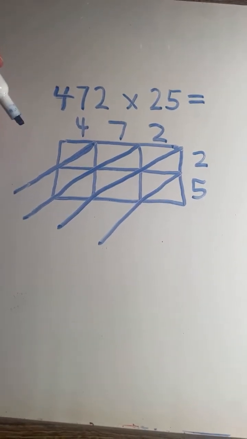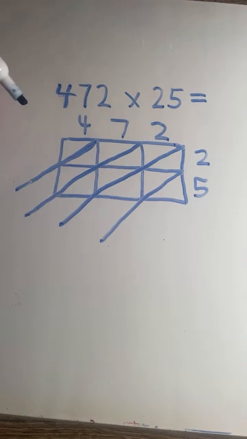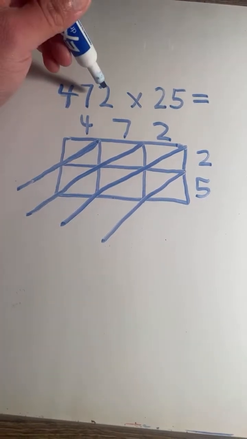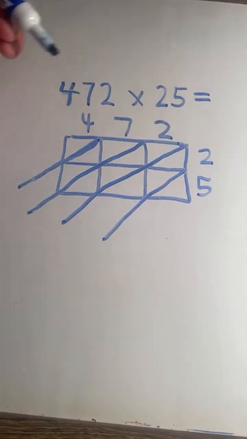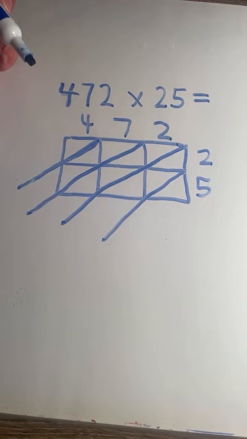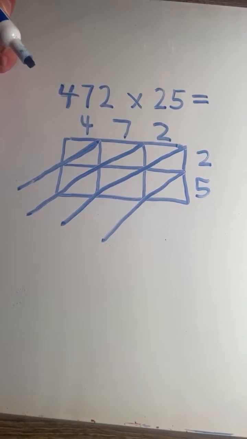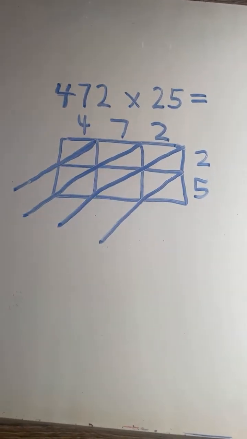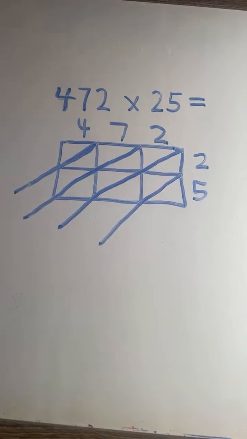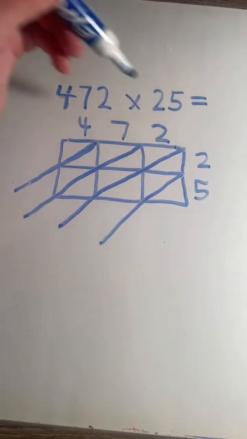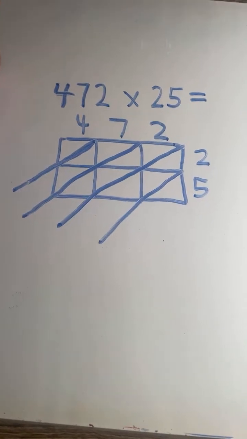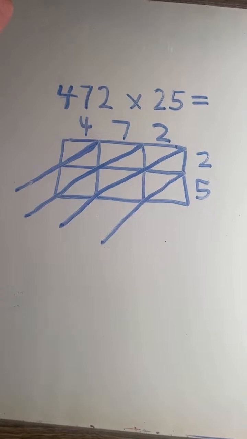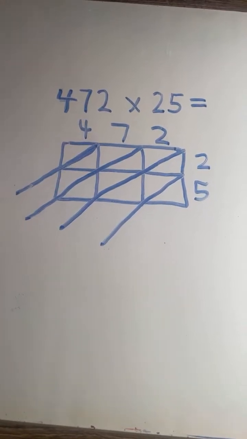So I have my Lattice method model here. Since we're doing 3-digit by 2-digit multiplication, I have 3 boxes for the top 3-digit number and then 2 boxes for the 2 bottom digit numbers. So what we're going to be doing is multiplying each of the digits within the different numbers. So we're going to be multiplying 2 times 2, 2 times 5. And as we multiply digit by digit, the answers are going to go in the square, but the digits within our answers are going to go in a separate triangle.